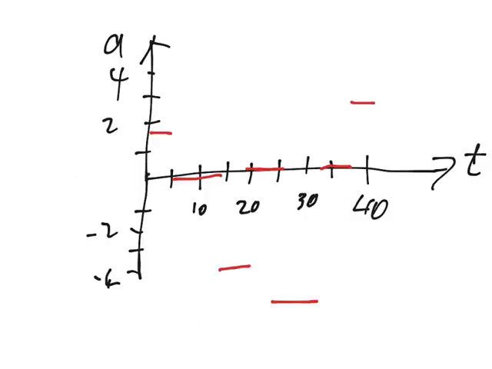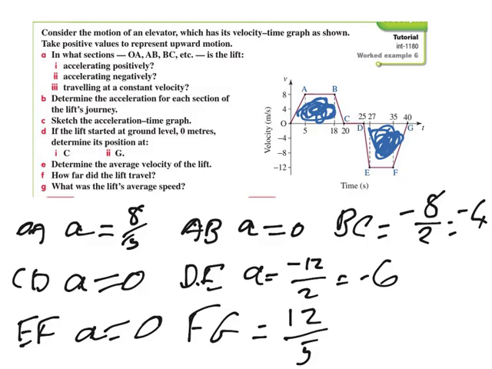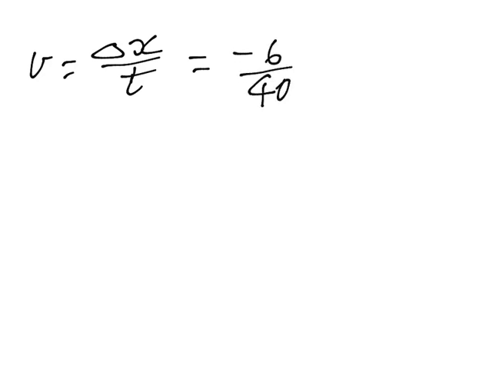Alright, next question. Average velocity. Alright, velocity is displacement over time. We've just found the displacement is minus 6 and 40 seconds, and if you do that in your calculator you get negative 0.15 metres per second. Alright, so that's part E.